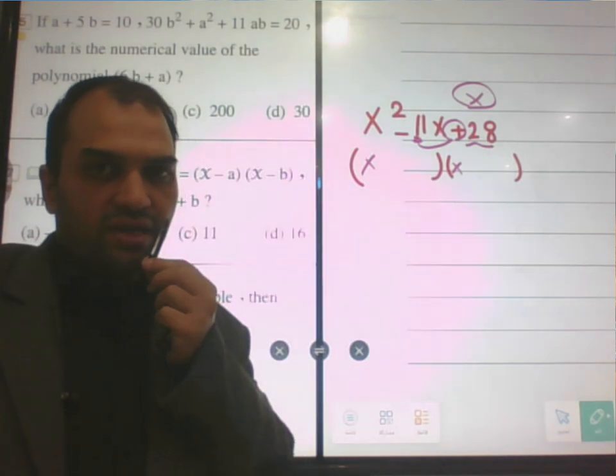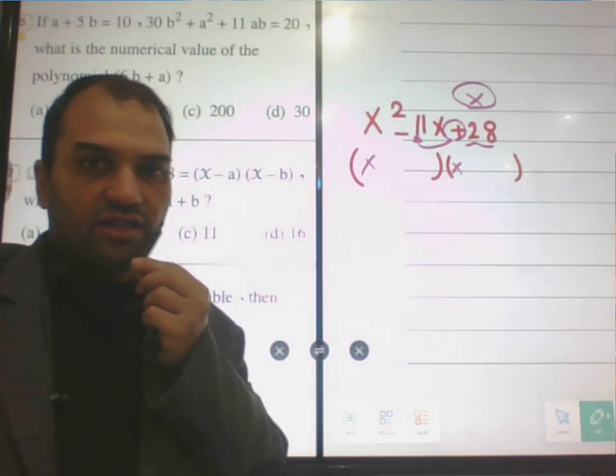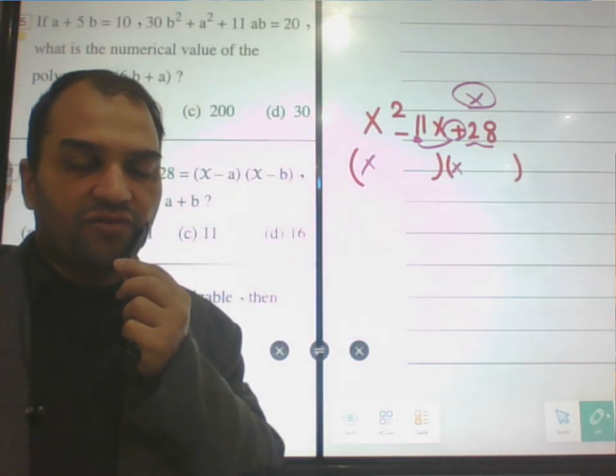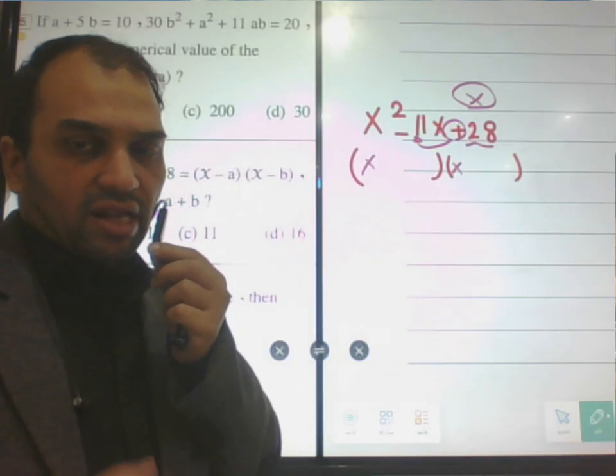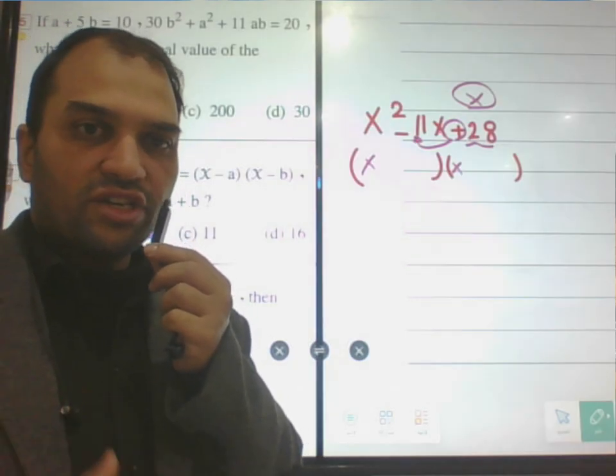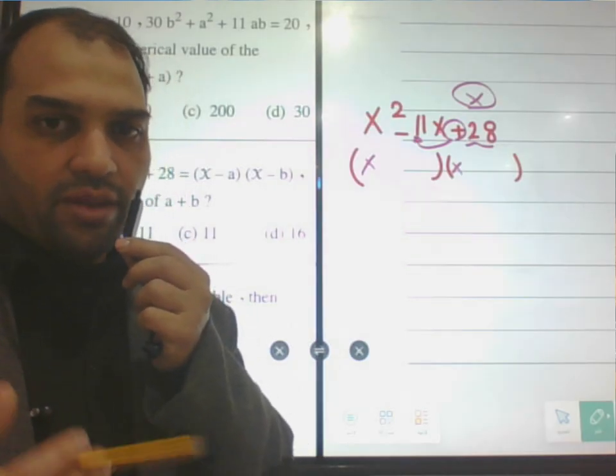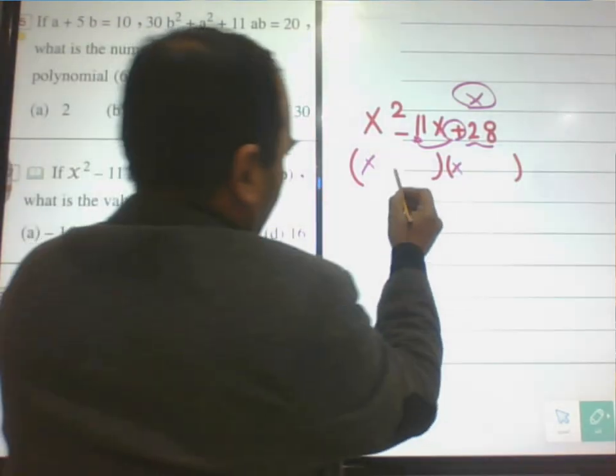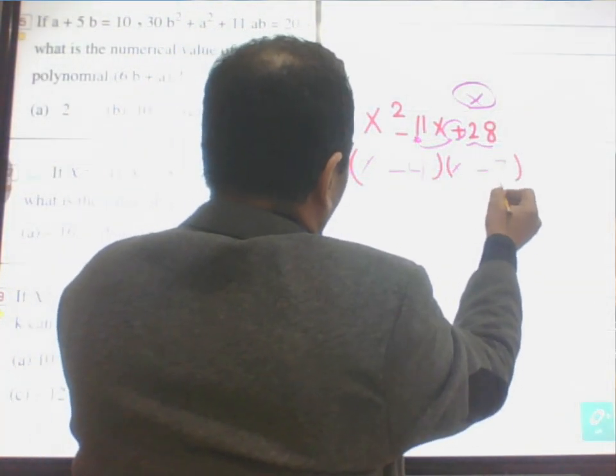And the sign will be similar, negative and negative, because the product here is positive. Positive equals negative times negative or positive times positive. Look at the middle sign here, negative. So you must write similar signs, negative and negative. Negative 4 and negative 7, okay?